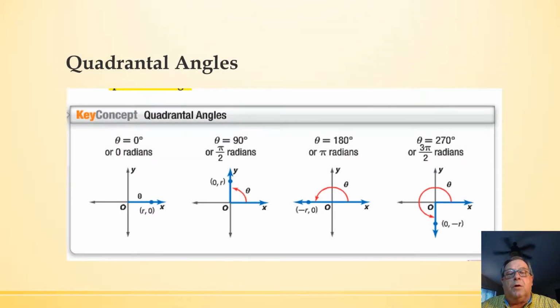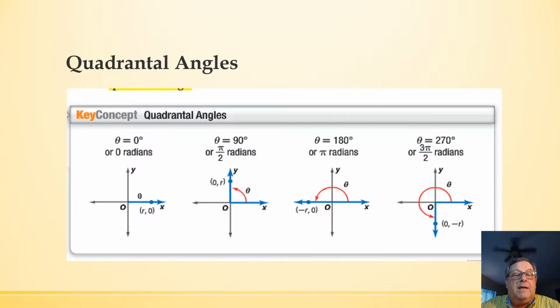When we have angles on the coordinate plane, angles in standard position, where the terminal side lies on the x or y axis, we have what are called quadrantal angles. And they're either going to be 0 degrees, or 90 degrees, or 180 degrees, or 270 degrees, or 360 degrees.